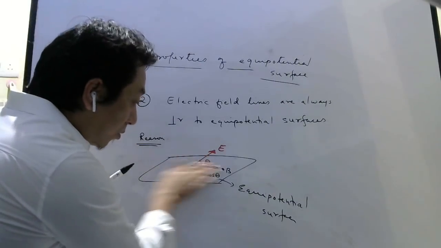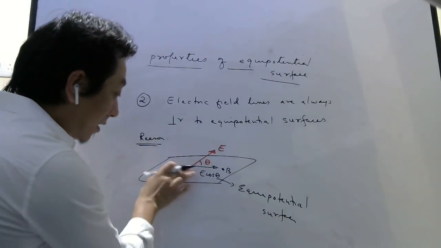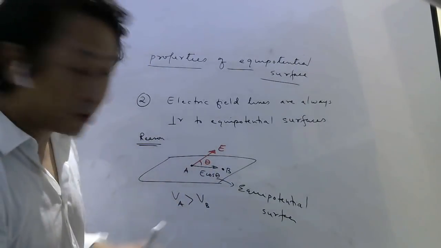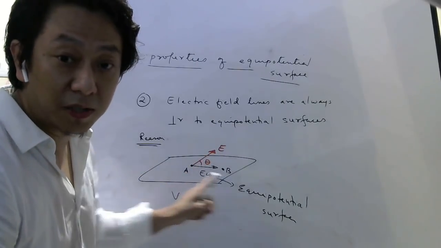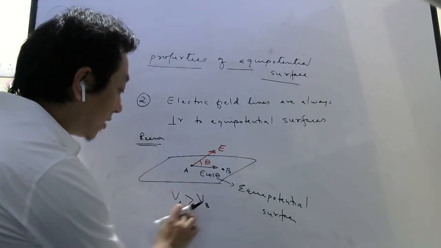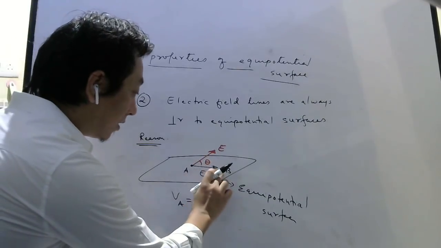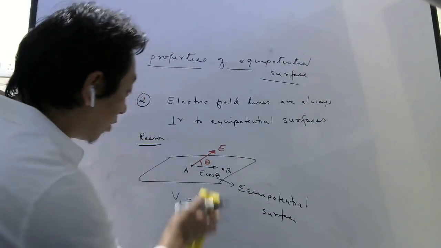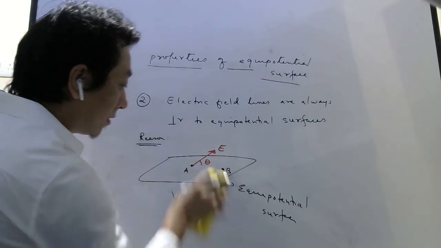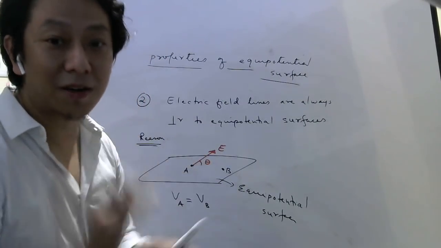So if there is a component of electric field parallel to the equipotential surface, then it means this potential should be greater than this potential, because electric field lines go from higher potential to lower potential. But I have already explained that equipotential surface means these two should be equal. So the potential of this point and this point should be equal. That means there cannot be any electric field here. There should be no electric field parallel to the surface. Tangent to the surface, there should be no electric field.